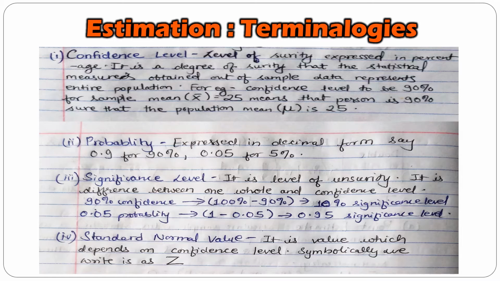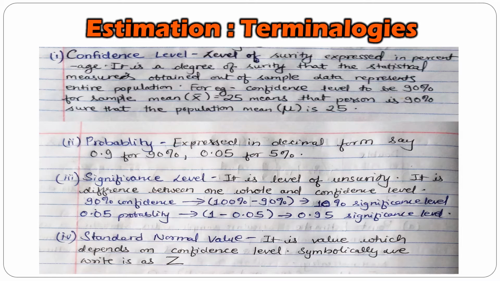Probability. Probability is expressed in decimal form, say 0.9 for 90% and 0.05 for 5%. Significance level. It is the level of uncertainty. It is the difference between one whole and the confidence level. For example, 90% confidence level gives 100% minus 90%, that is a 10% significance level. Similarly, 0.05 probability means 1 minus 0.05, which will be equal to 0.95 significance level.